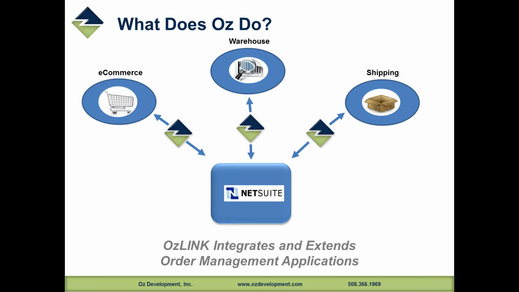At the top, in the warehouse automation section, a barcode scanning solution which streamlines the picking process, receiving, and inventory control process around NetSuite, really taking NetSuite right onto the warehouse floor using wireless mobile computers. And on the right, a set of shipping solutions that streamline the pack and ship process for OzLINK and NetSuite customers.